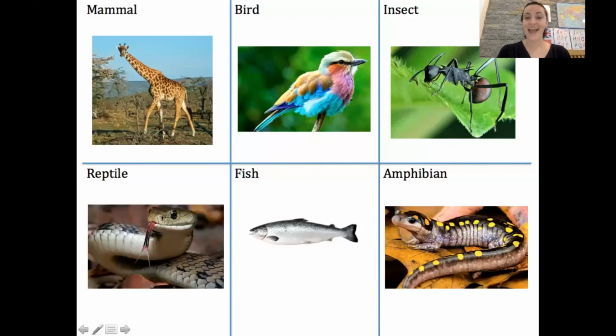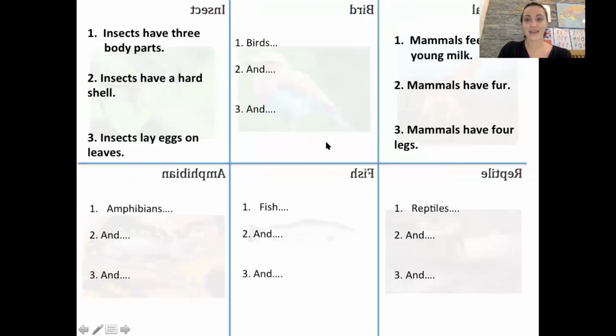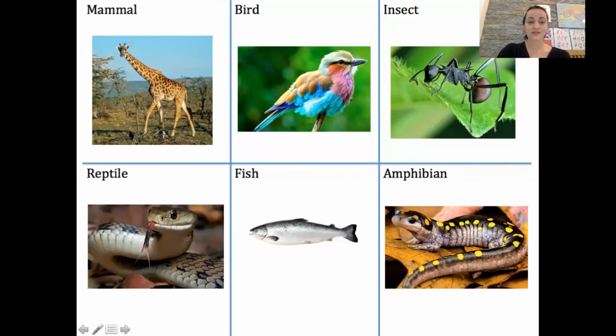Okay. Hi, my name is Miranda, and today I'm going to talk to you about the 6 groups of animals. The first group I'm going to talk about are the mammals. The mammal that I drew is a giraffe. Mammals feed their young milk. Mammals have fur, and mammals have 4 legs. Here the giraffe has 4 legs, a long neck, and you can see its fur is brown.